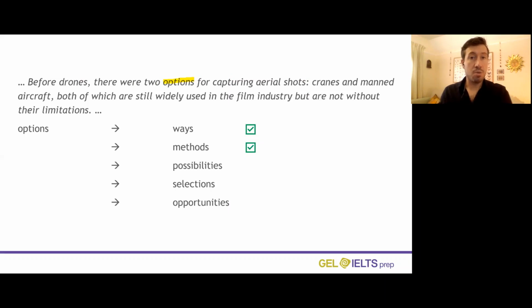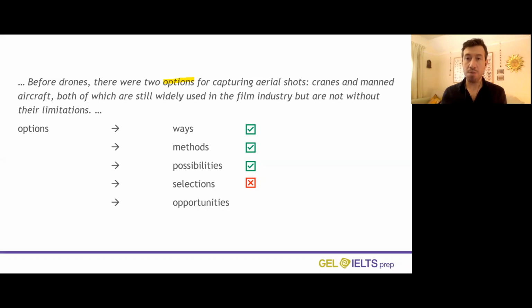Now let's have a look. Before drones, there were two possibilities for capturing aerial shots. Yeah, possible options or possible ways. You could just use the word possibilities in that situation, so this also works as a synonym. Now, before drones, there were two selections for capturing aerial shots. That doesn't really make much sense, because a selection is not a way of doing things. It's choosing from one of two things. So we're focusing on ways or methods here, and selections in this context doesn't really make sense as a synonym.